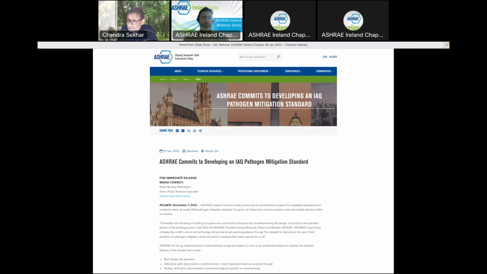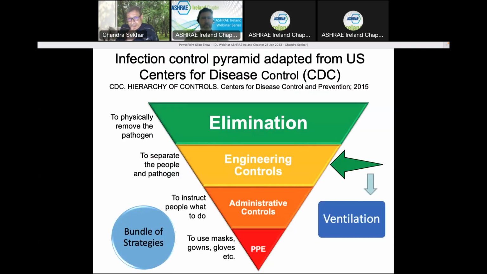So a standard like this will be extremely useful, valuable to people all around the world, irrespective of what climate they are in, what types of buildings they're going to be looking at. We use this principle right through the COVID-19 pandemic. And the logic here is we refer to this infection control pyramid, as we call it. It's adapted from the US CDC.